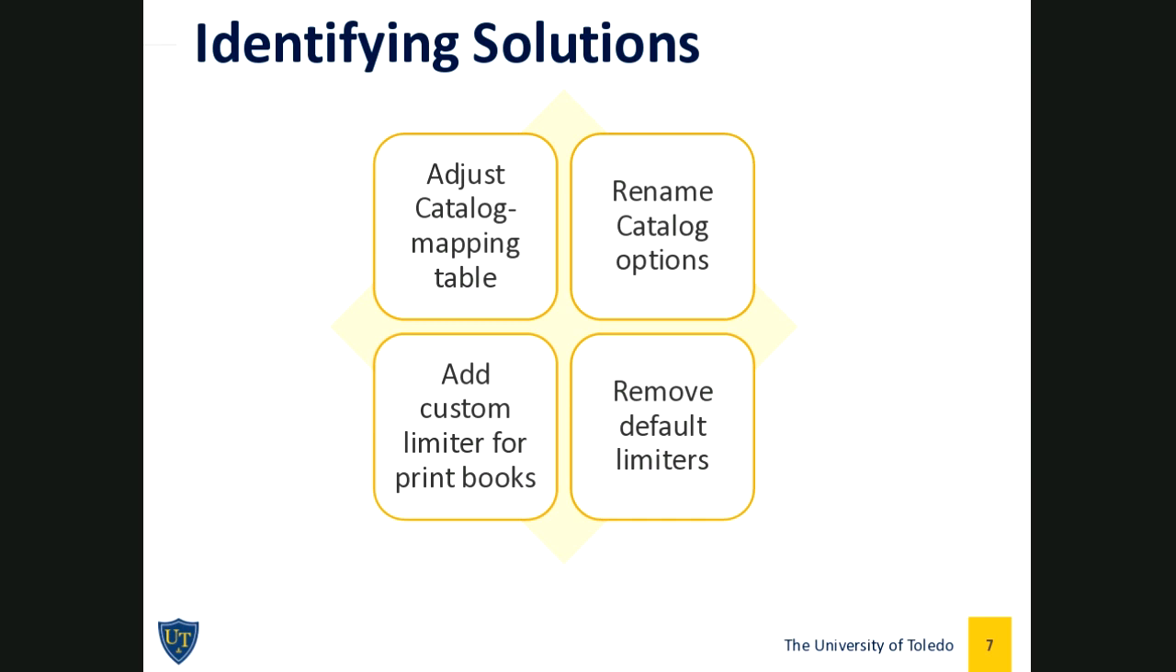We also found a couple of things that we needed to adjust. We renamed our catalog options. We had something called catalog only, and people were really confused. They didn't know what that meant. So we changed that to UT catalog only, for University of Toledo. Sometimes a simple thing like that can make a huge difference. We also had a default limiter that wasn't really doing anything and that we didn't realize was there, and we think that might have been confusing for people. Once we found that it wasn't doing anything anyway, we just removed it. That was a quick fix.